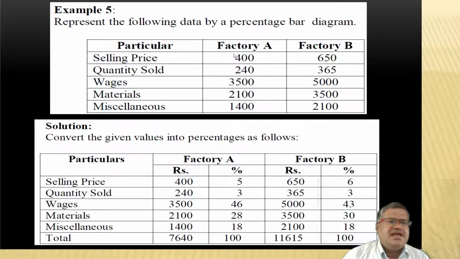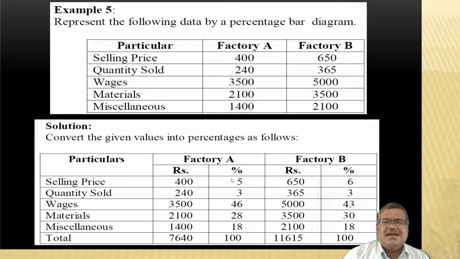For factory A, selling price 400, quantity sold 240, wages 3500, like that. These are the particulars of factory A, and these are the particulars of factory B. We need to add all the particulars for factory A and factory B first.